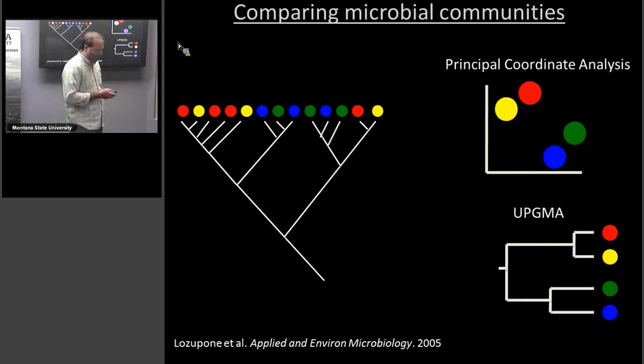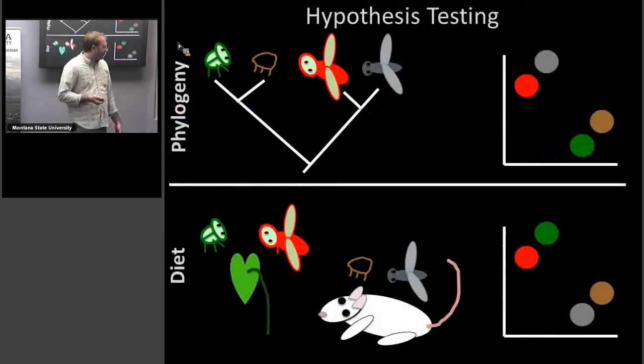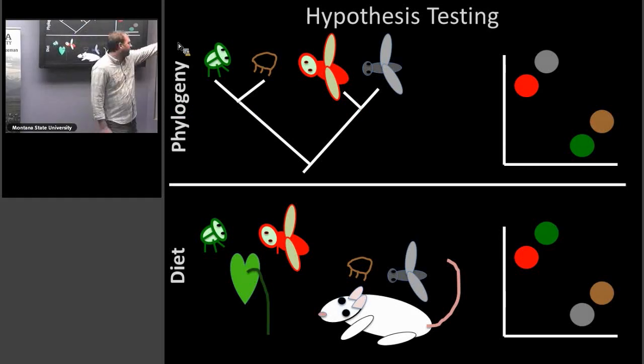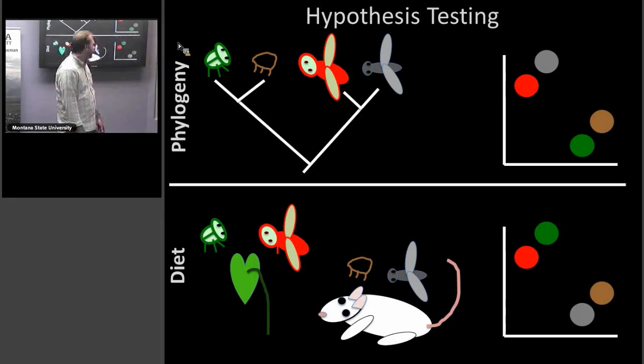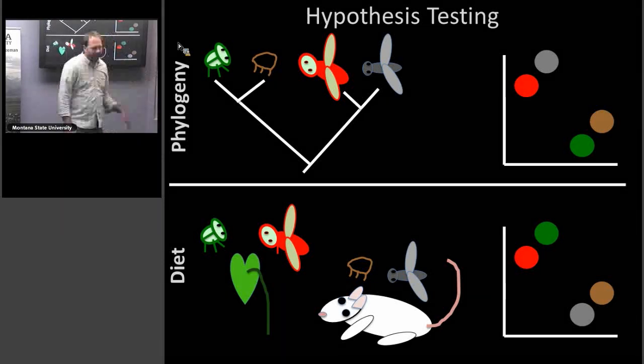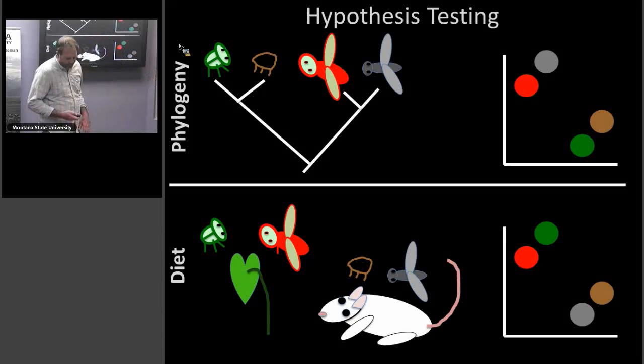And then so the hypothesis testing, we could say in this scenario, does taxonomy of insects, so do more related insects have more similar bacterial communities? So this green and brown guy are clustering together to the exclusion of the red and gray guy. Or does diet have the effect? So does eating plants make you cluster together versus eating a mammal? And so this is the type of hypothesis, kind of the way we can generate hypotheses and test them using this sort of data.